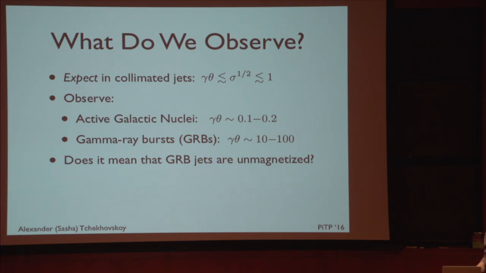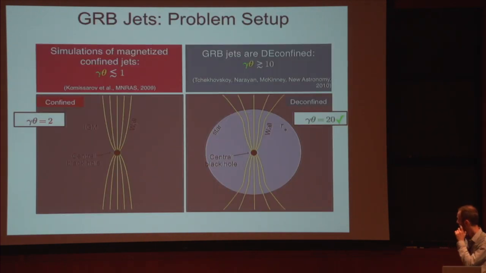And there could be a few possibilities. It could be that the gamma ray bursts are unmagnetized, so everything that I told you you can forget, at least in the context of gamma ray burst jets. But maybe there is some ingredient in the model that we're missing. And let's look at what that could be.